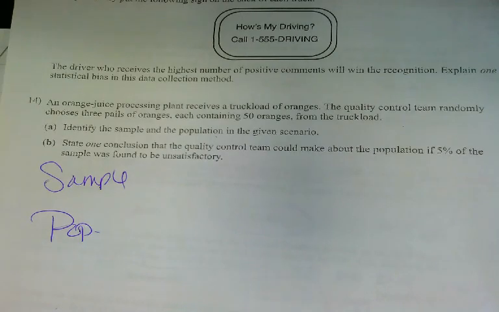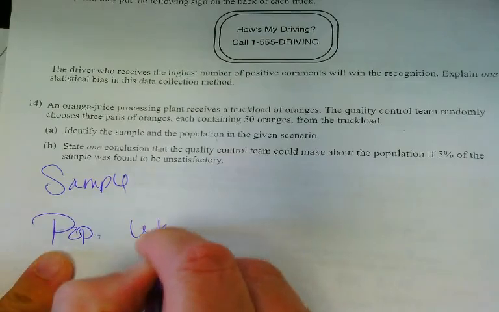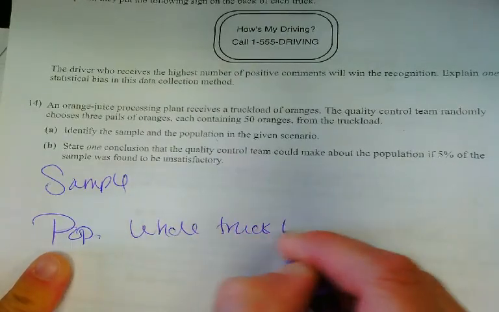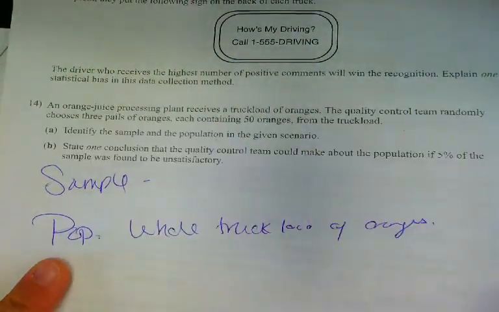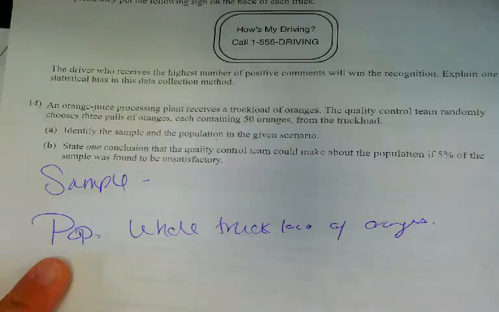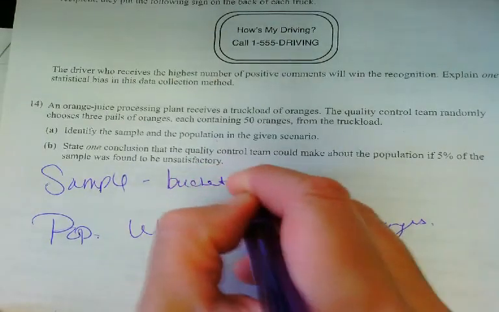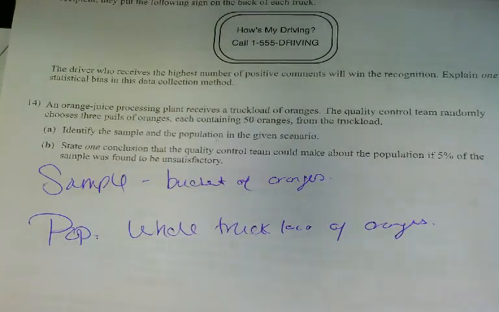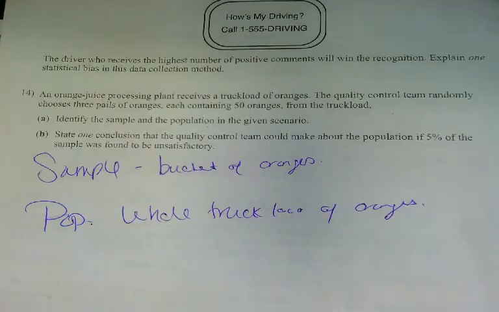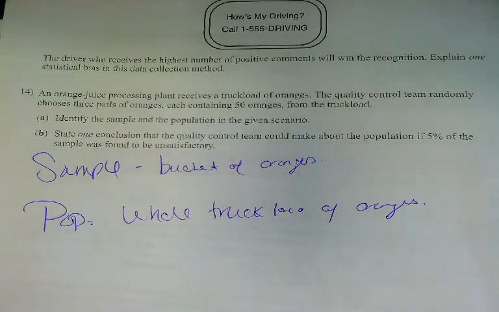Yeah, so the population, is population part or total? Total, so this would be the whole truckload of oranges. Okay. And then my sample, it wouldn't even have to be 3 buckets, it could be 1 bucket, it could be whatever, it could be part of the truckload. I'm just going to say a bucket of 50 oranges. Yeah, sure, that's great. Just again, population is the whole total, and a sample is a small part of them.